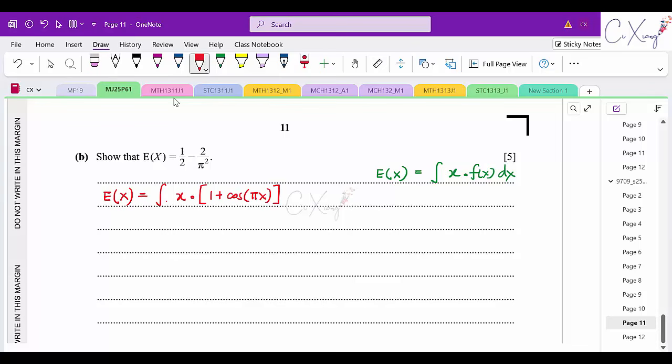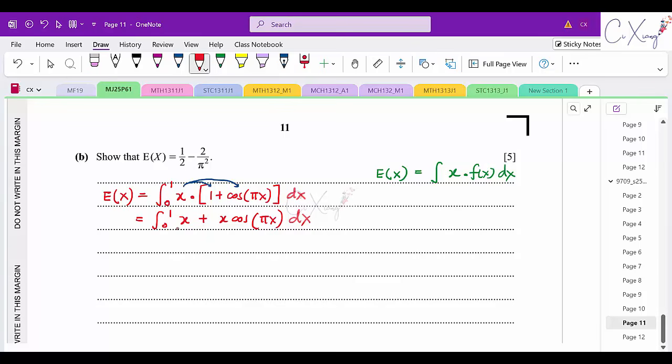Then what's the limit here? My limit defined is 0 until 1, therefore I have to integrate with lower and upper limits, 0 to 1, then dx. Now for this integration, you have to multiply the x inside first, inside the bracket. And from here, you are having the x, then plus x cos pi x.